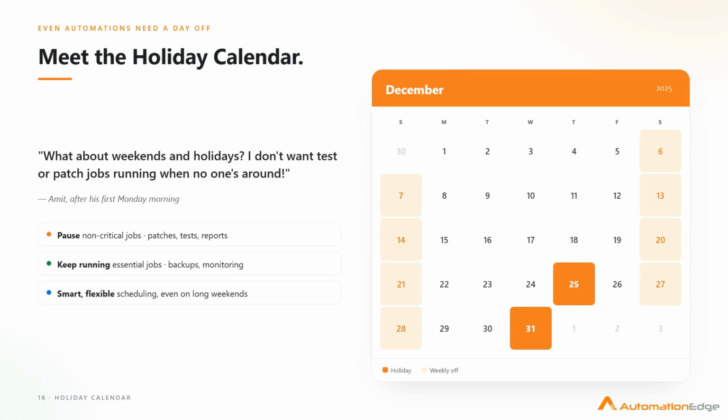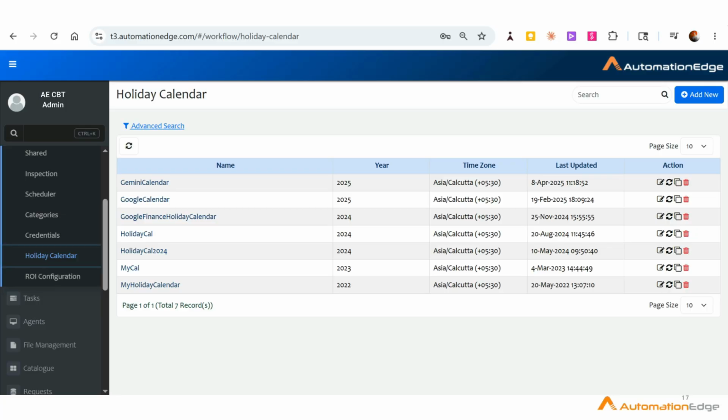After setting up his schedule, Amit thinks, what about weekends and holidays? I don't want test or patch jobs running when no one's around. That's where the holiday calendar comes in. Amit configures holidays and weekly offs so that non-critical workflows like testing or patching automatically pause on those days. At the same time, essential workflows like backups and monitoring keep running without interruption. With the holiday calendar, the right workflows run at the right time, even during long weekends. Smart and flexible scheduling. Let's see how to set it up.